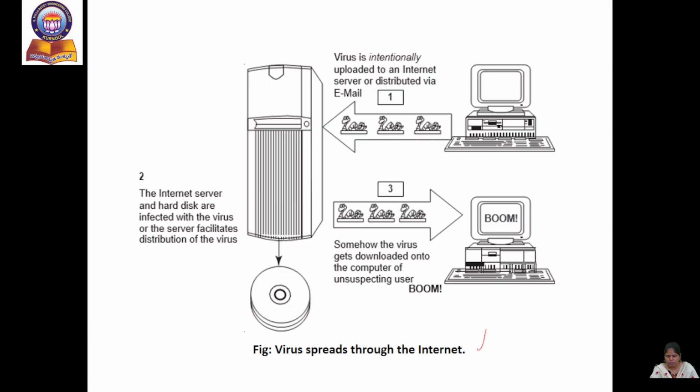It has been intentionally uploaded to an internet server, and the internet server and the hard disk are infected with the virus, or the server facilitates distribution of the virus. This server will get infected with the virus, and from here the virus gets downloaded onto the computer of an unsuspecting user. So the virus infects our system, and now the system won't work properly. So this is through the internet.